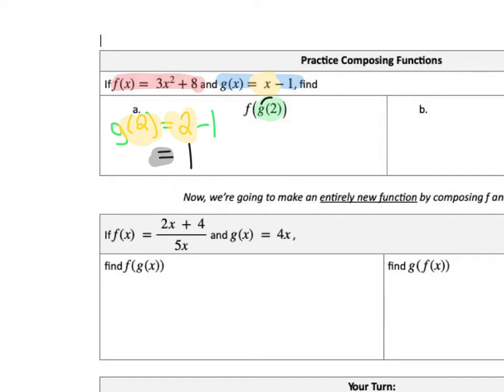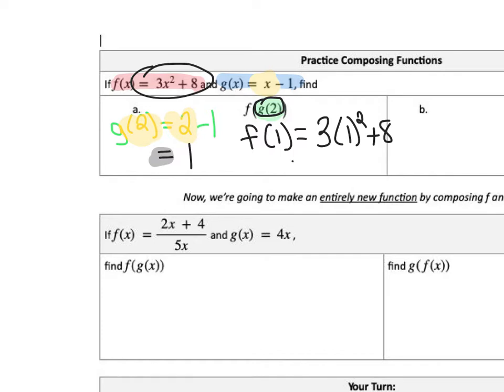So now I know what g of 2 is. Now I'm just going to evaluate f of g of 2, which is f of 1. Well, f of x is 3x squared plus 8. So now anywhere that I see an x, I'm going to take it out and put a 1 in its place. And I get 1 squared is 1. Order of operations, times 3 is 3. 3 plus 8 is 11.